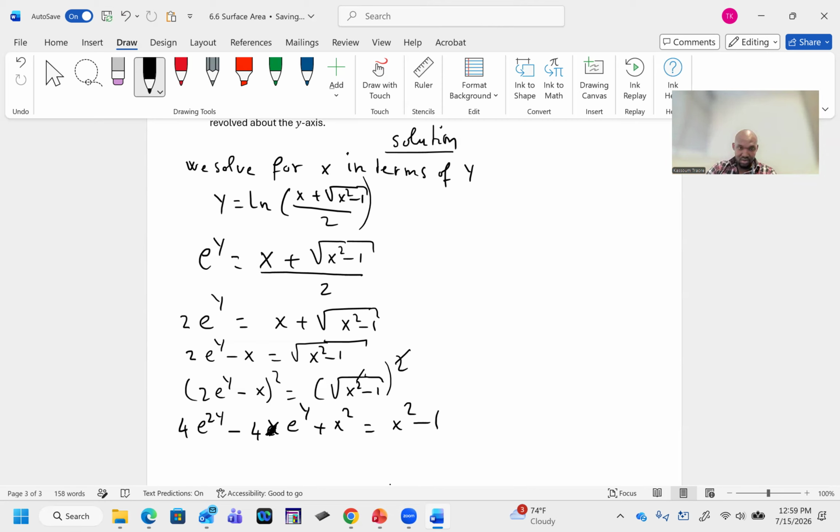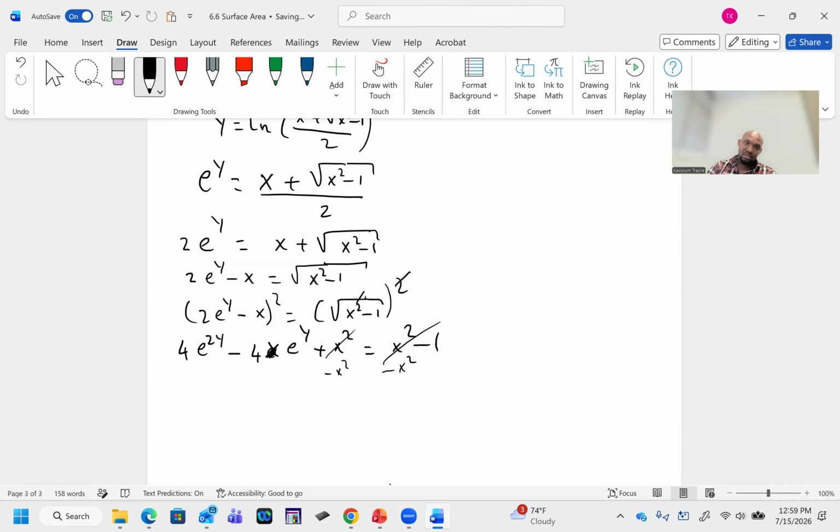So of course, this x squared and this x squared will cancel out if I do minus x squared. Any term that is not multiplied by x, we need to move to one side, and the term that is multiplied by x on the other side. So basically, I will get 4xy or 4y, 4e to the power of 2y will be equal to plus 1.